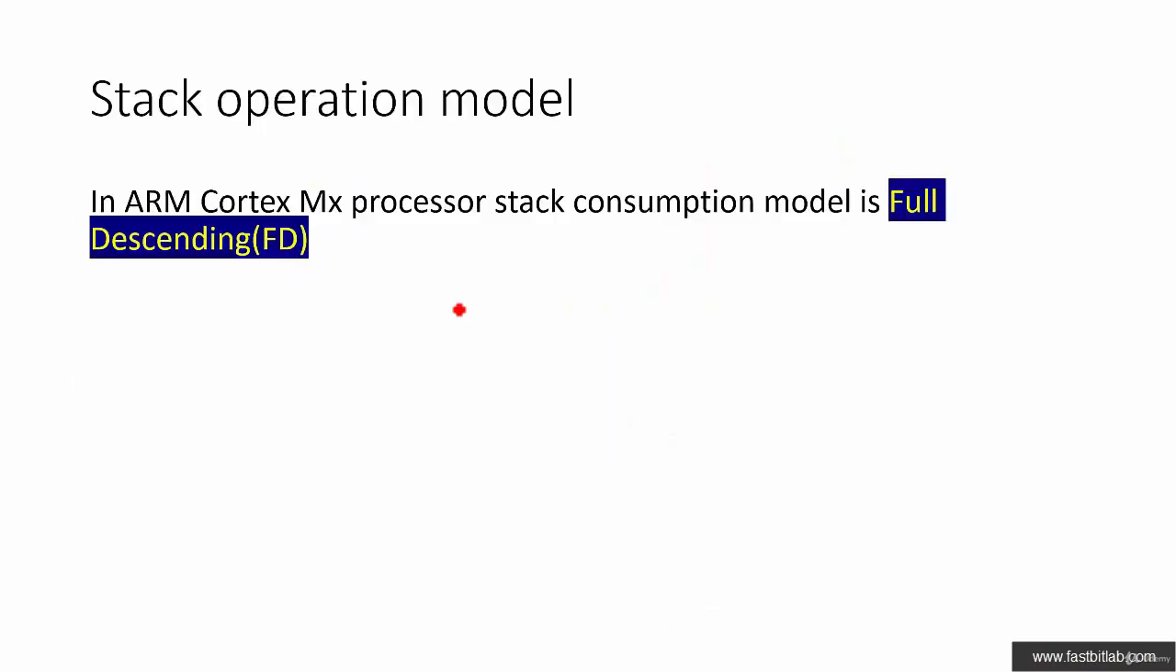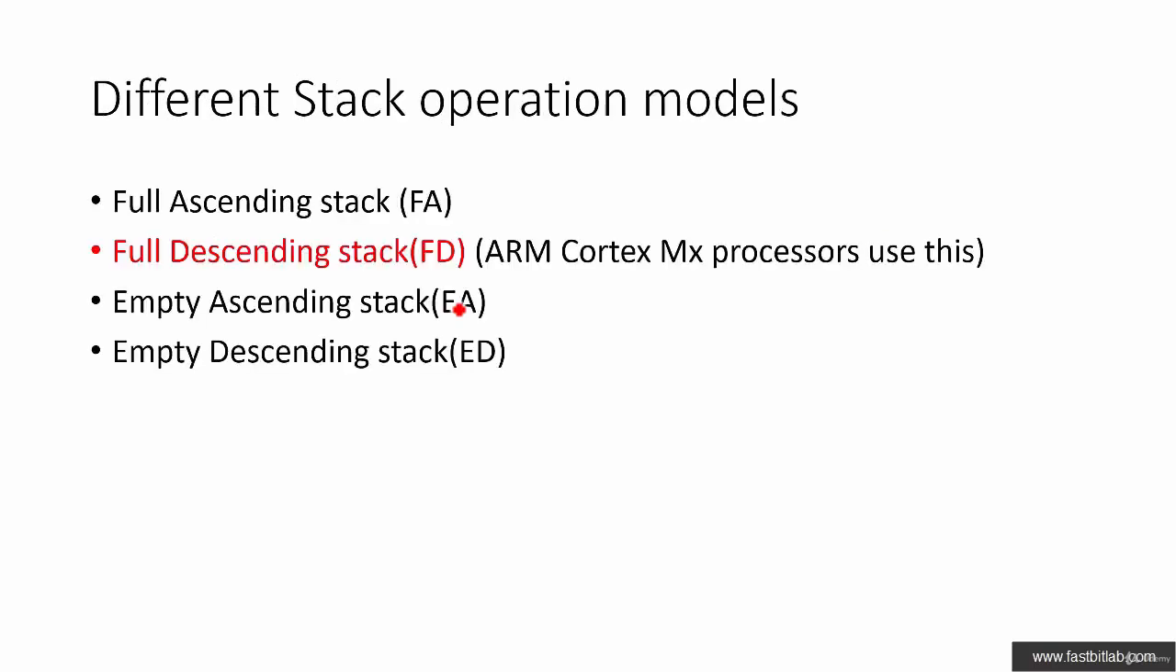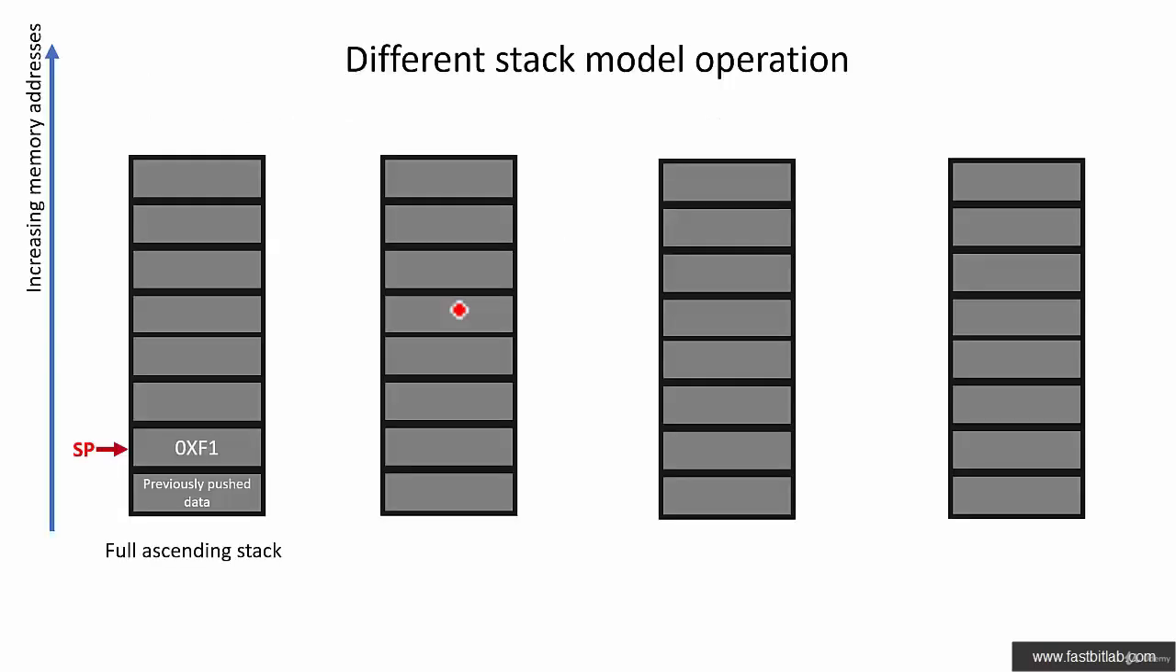Stack operation model. In this section, we are interested in understanding stack. That's why let's understand the stack operation model. In Cortex-Mx processors, the stack consumption model or stack operation model is full descending. Let me explain that. There are different stack operation models such as full ascending stack, full descending stack, empty ascending stack, and empty descending stack. Out of all these four, ARM Cortex-Mx processors use the full descending stack operation model, and we are going to understand that next.